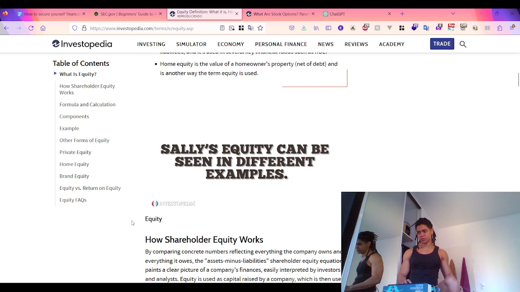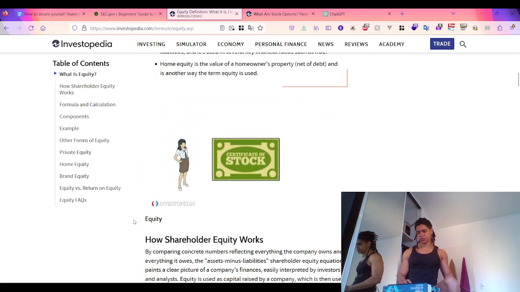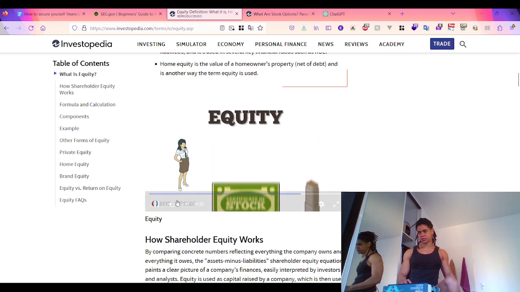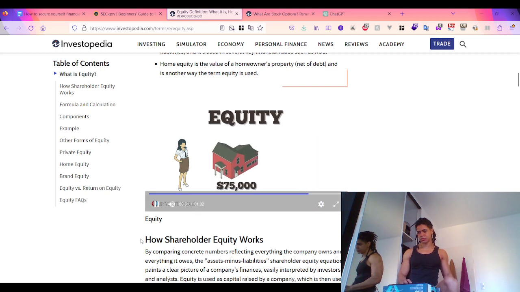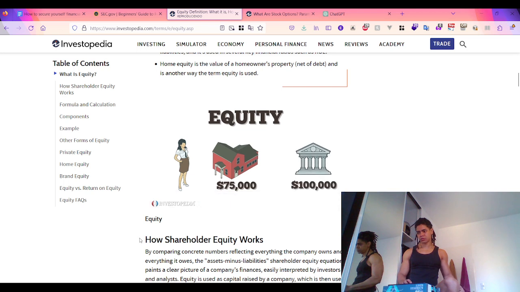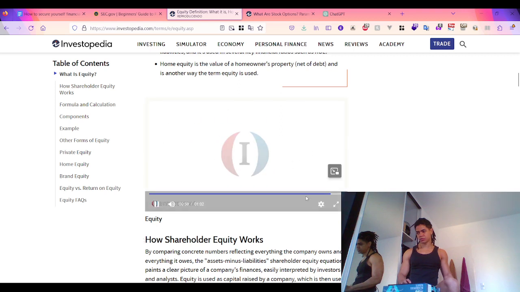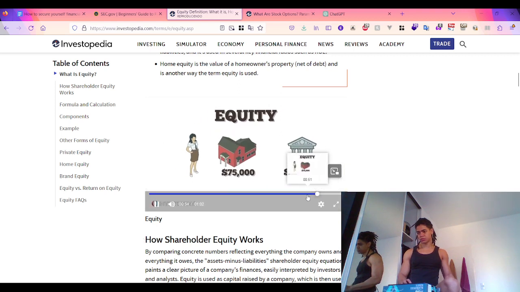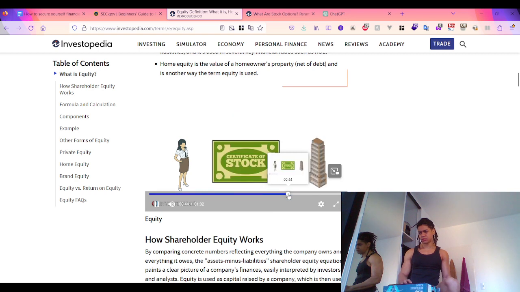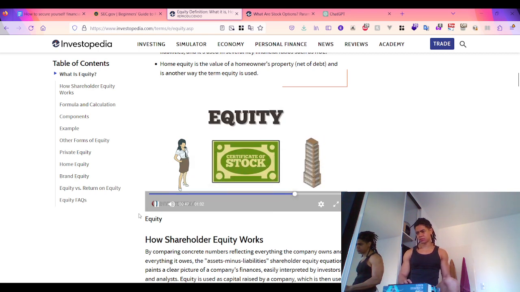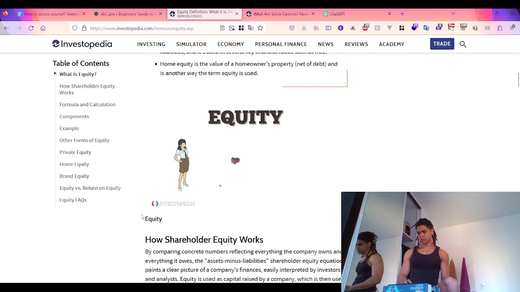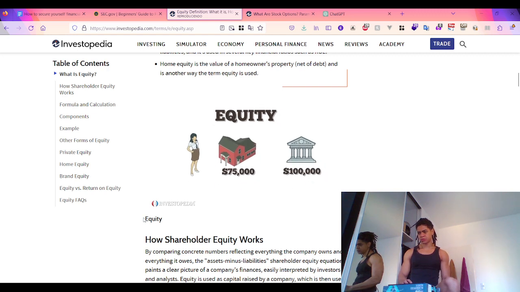Sally's equity can be seen in different examples. She owns 100 shares of stock in ABC Corporation. That stock is her equity in, or ownership of, ABC. Sally has $75,000 worth of equity in her home. She owes $100,000 on it to the bank, but its current market value is $175,000.